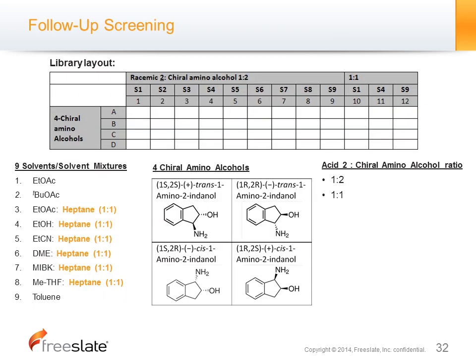As you can see here, the design is not really fully factorial, but we do start with 1-to-1 and 1-to-2 equivalents, and we focus on these chiral amino alcohols, and we start using different solvents. As you can see here, we start using different acetates, alcohols, propylnitriles, ethers, ketones, toluenes. But for a lot of them, we add heptane to make sure the solubility is not too high to dissolve both.